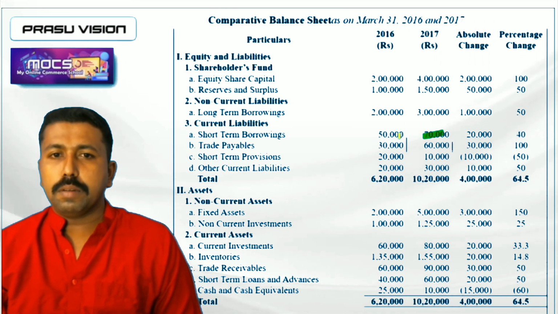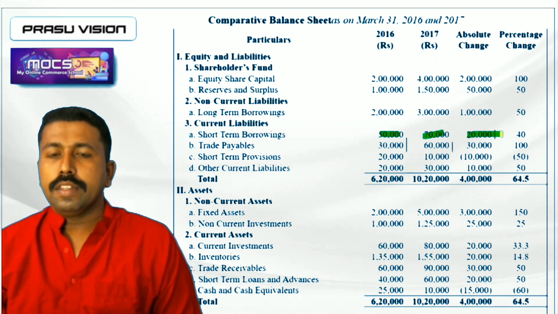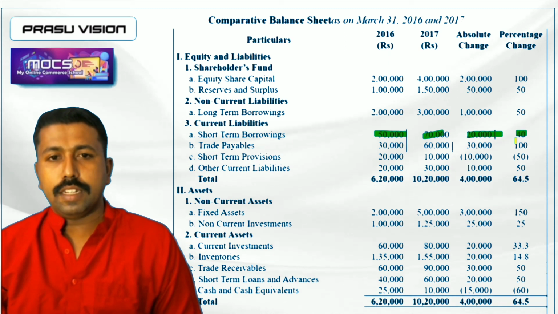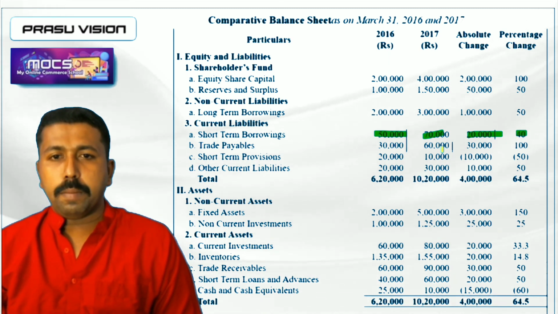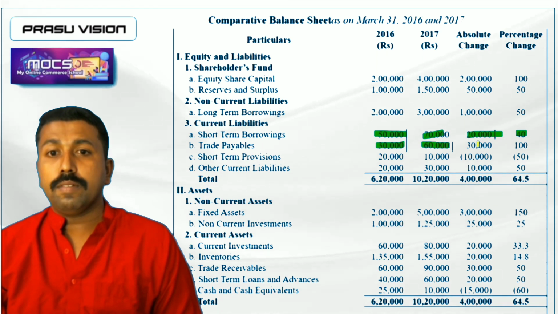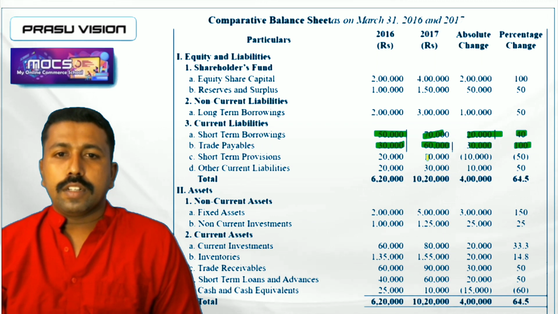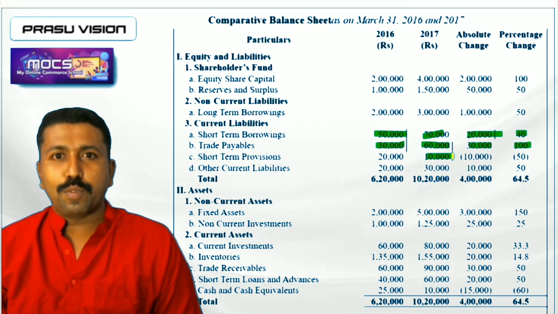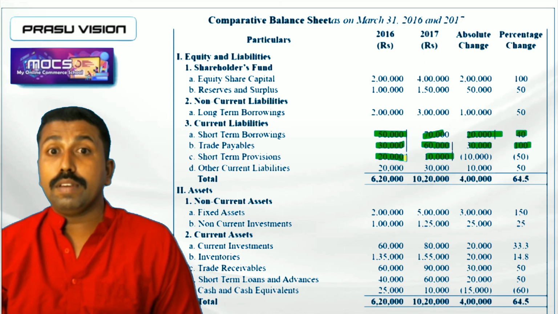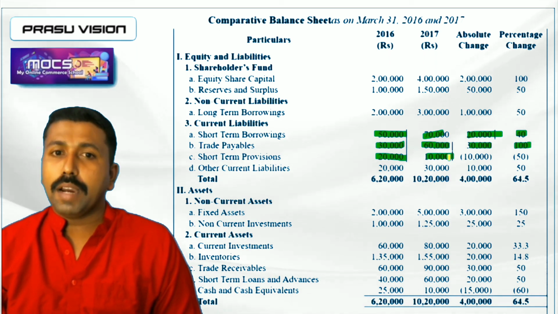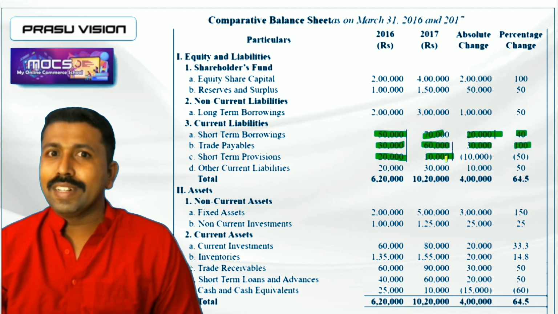So my dear students, like the same, short-term borrowings 70,000 minus 50,000, 20,000. Then 20,000 divided by 50,000 into 100, we will get 40 percent as the percentage change. Trade payable 60,000 minus 30,000, 30,000 is the absolute change. So 30,000 divided by 30,000 into 100, we will get the value 100. Then 10,000 is the value. Here we have to be very careful. Current year value is 10,000 only, but the previous year value is 20,000. What to do? 10,000 is less than the previous year value. So 10,000 minus 20,000.